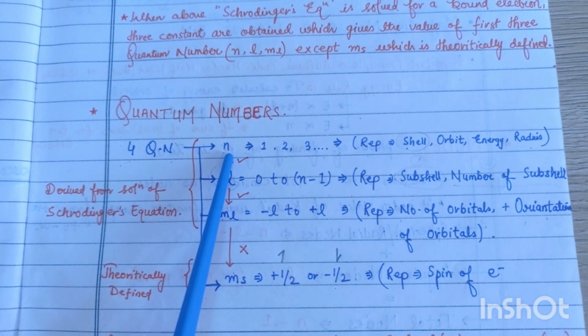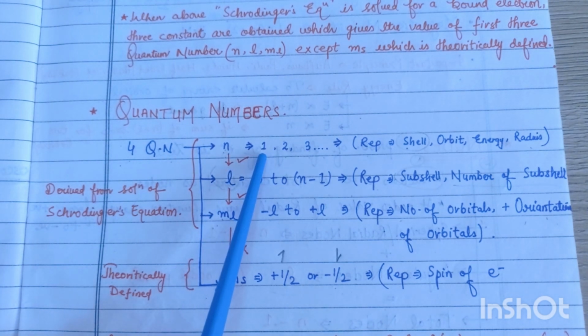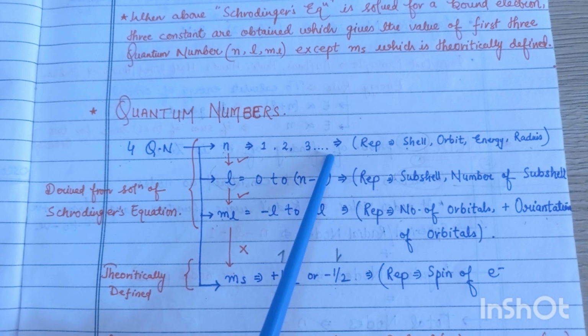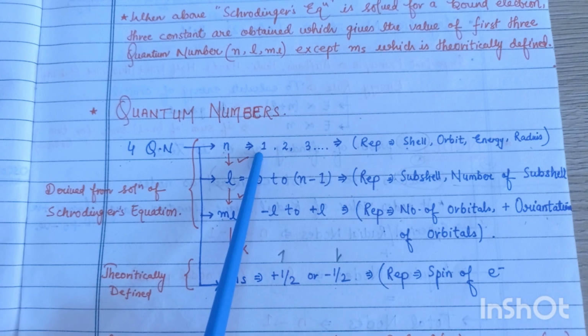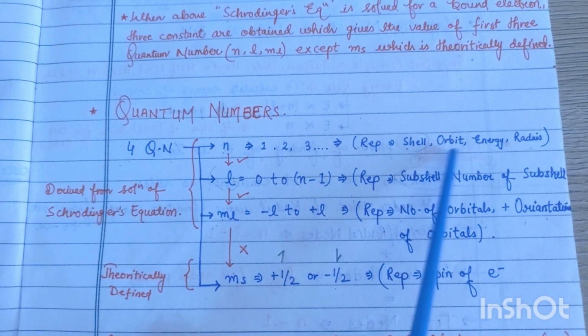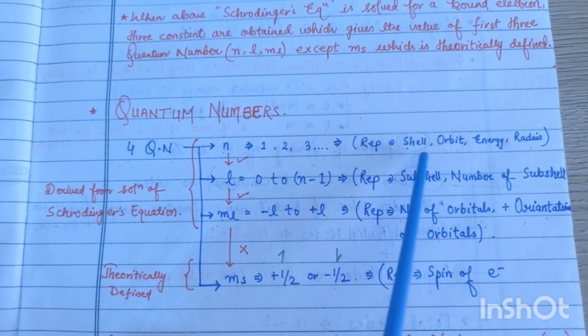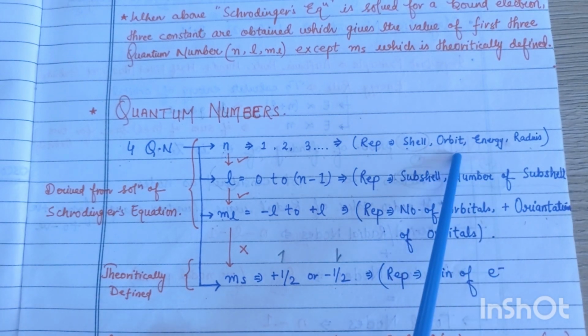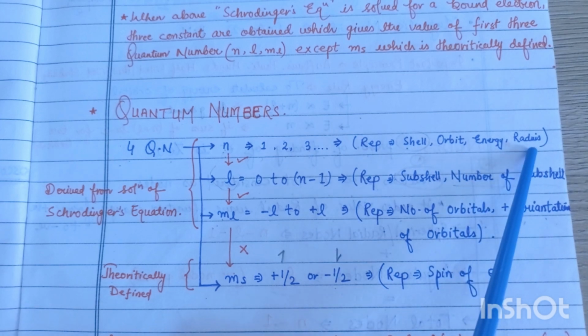N, principal quantum number, its value starts from 1, 2, 3 and goes up to infinity. The maximum value of the principal quantum number can be infinite and it starts from 1, not 0. Remember, not 0. Principal quantum number represents shell, orbit, energy and the radius. It represents the shell or the orbit or the energy level and the radius.